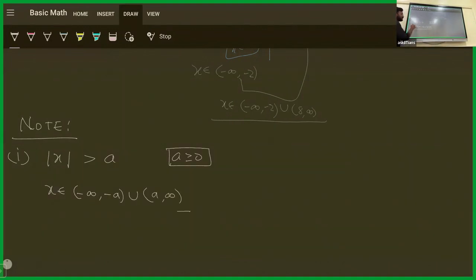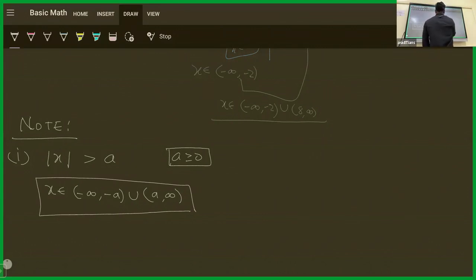First question, modulus of x greater than 1. Do you remember? Minus infinity to minus 1 union 1 to infinity. We can make a number line. We'll get minus a, plus a. Any number greater than a, any number less than minus a, modulus of that will be greater than a. So any question like this, you can solve directly now. For example, if I give you modulus of x greater than 5, then the answer will be x belongs to minus infinity to minus 5 union 5 to infinity.